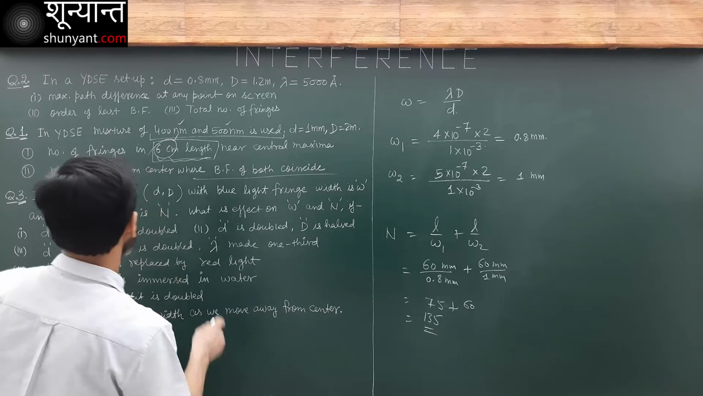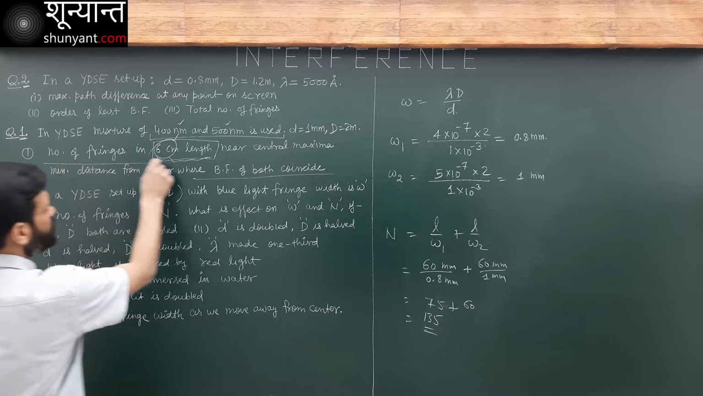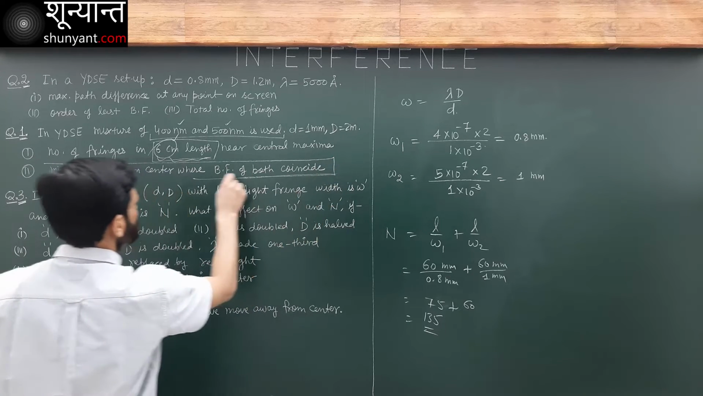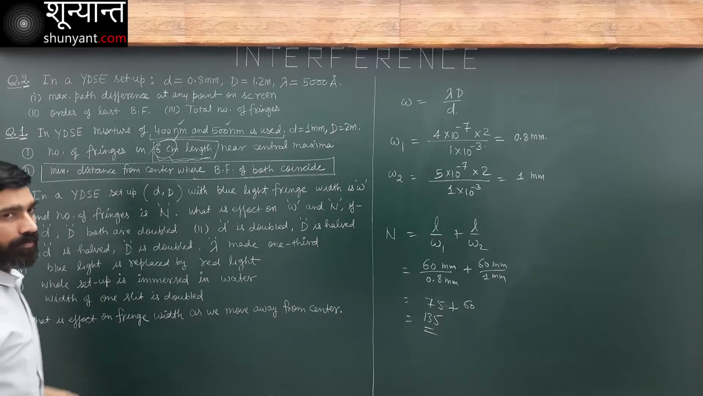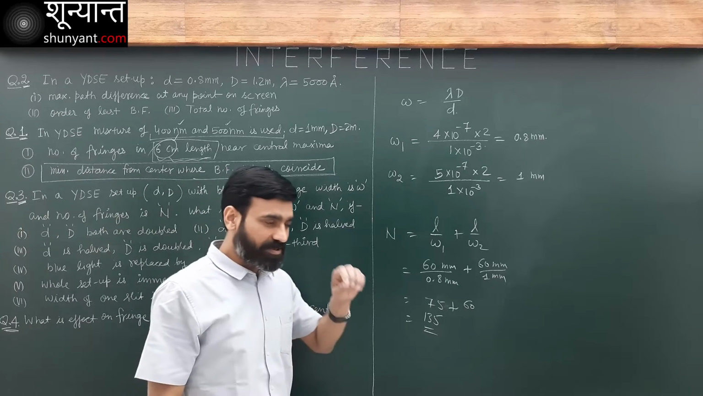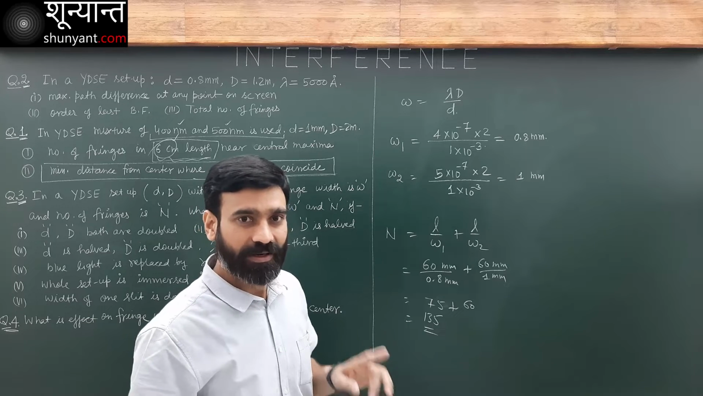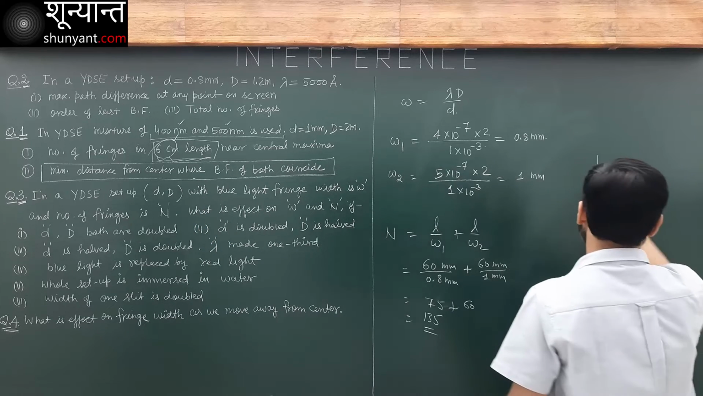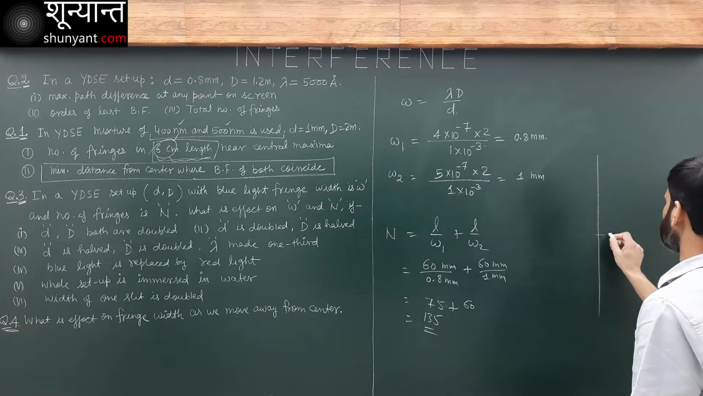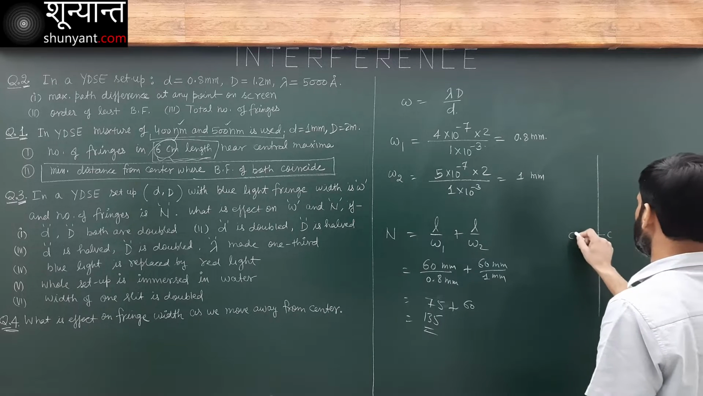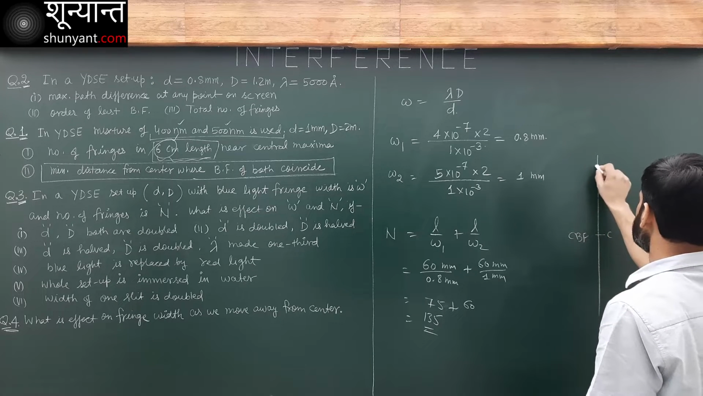Now what about this? Minimum distance from center where bright fringes of both coincide. I am looking at points near the center. This is my central bright fringe. Let's say that this is the minimum distance.